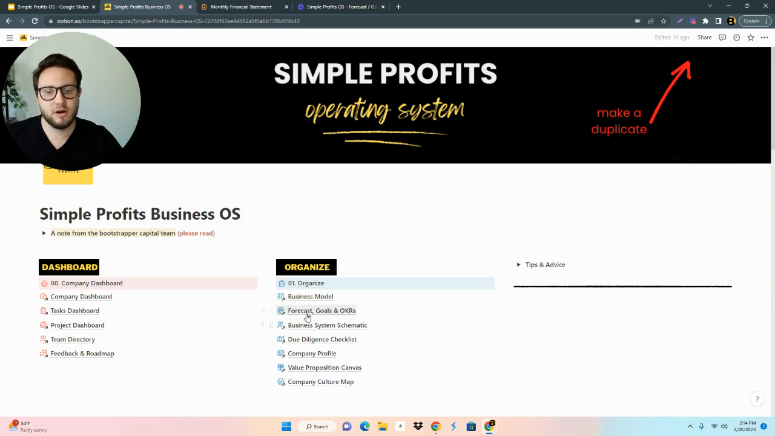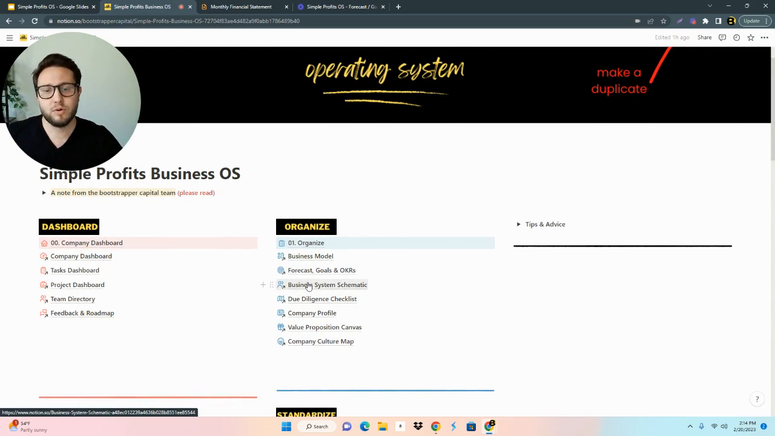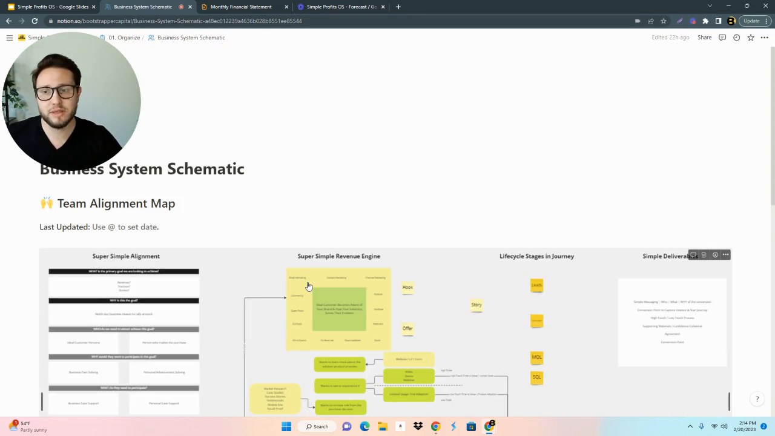We had just left off at the forecasted goals and OKRs. Now we're going to get into our business system so that we can appreciate it. And we're doing so with the lens of the forecast goals and OKRs that we just set. Meaning if we don't have a business system or a schematic that helps us accomplish those things, we're not going to accomplish them, right?